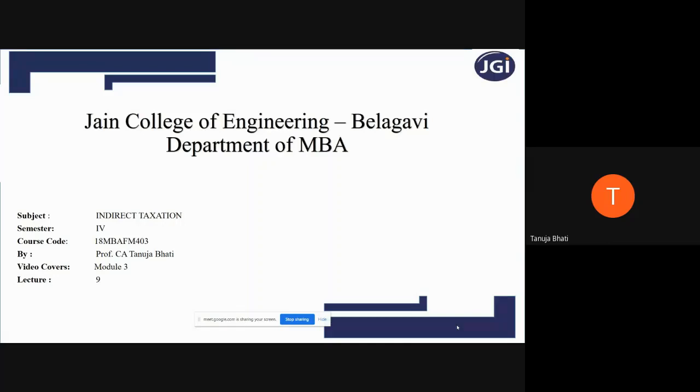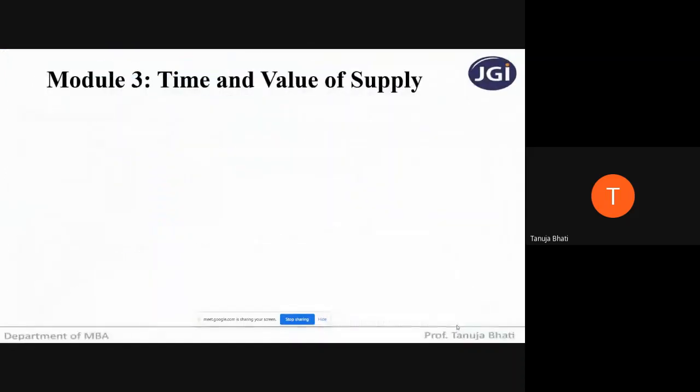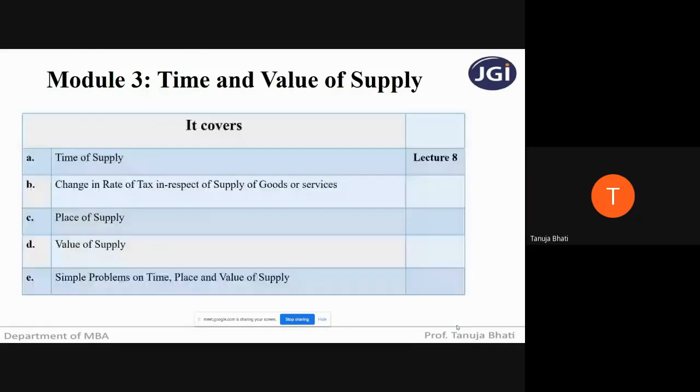Welcome to lecture number 9, where we will be seeing module number 3 under the subject Indirect Taxation. As we know, module number 3 is time and value of supply, in which we have to see time of supply, change in the rate of tax in respect of supply of goods or services, place of supply, and value of supply. In this particular module, we have simple problems on time, place, and value of supply.